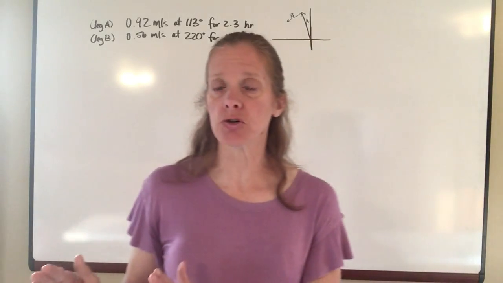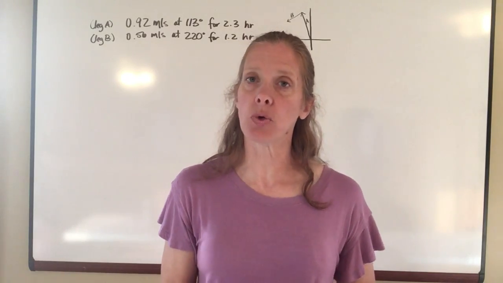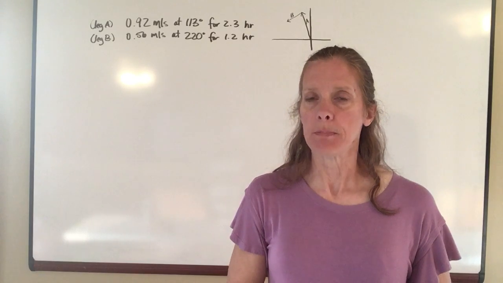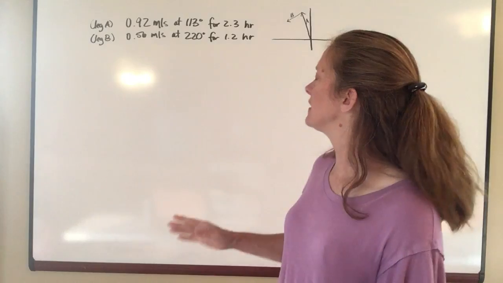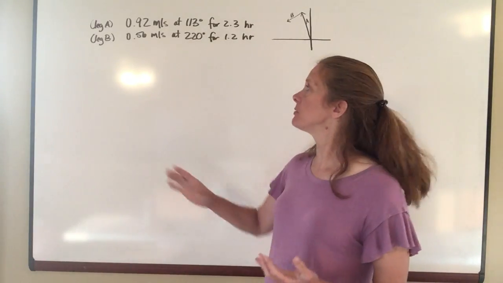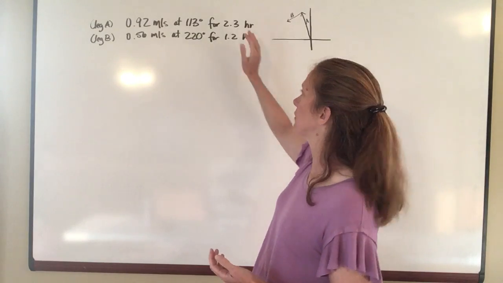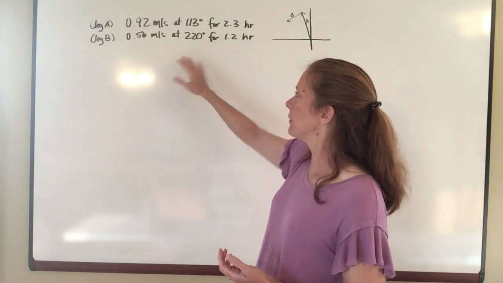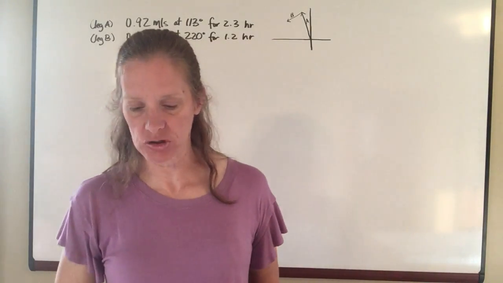The first leg of her journey does not affect the second leg of her journey. So therefore, it makes no sense to add these two vectors together because the velocities are not being affected by one another. In addition, everything about them is different. The velocities are different, the angles are different, the amount of time she spends going in each direction is different. So trying to add them together doesn't give us any useful information.